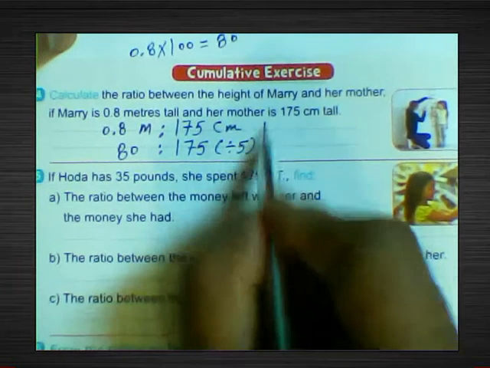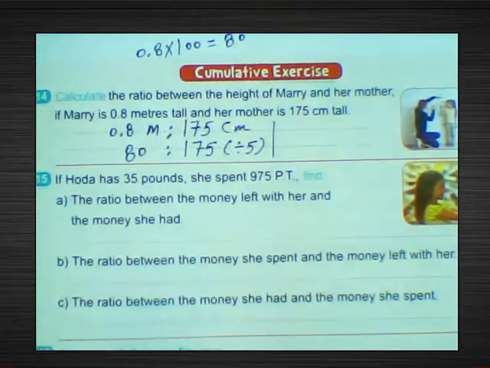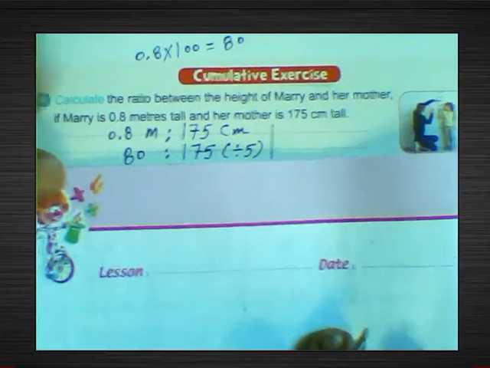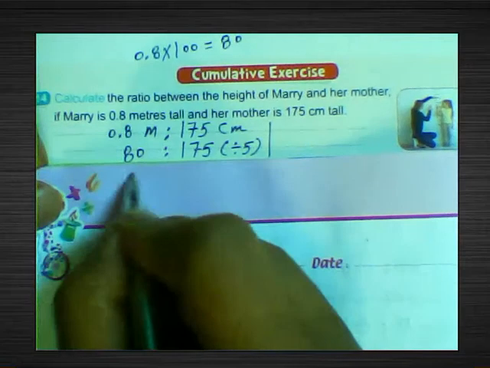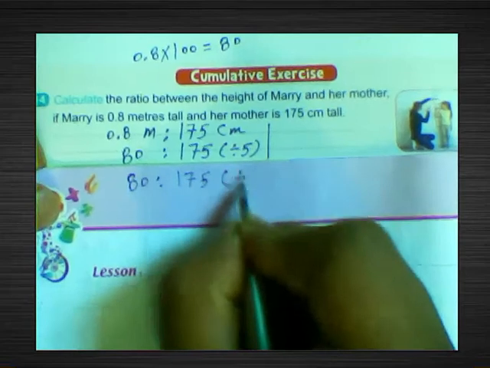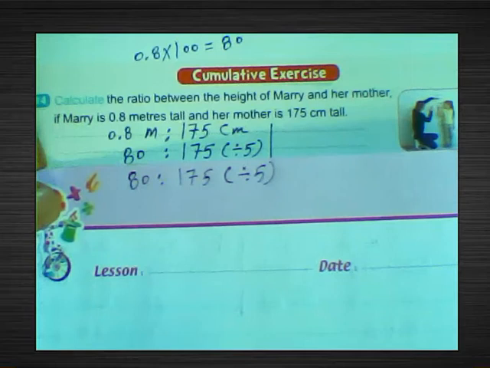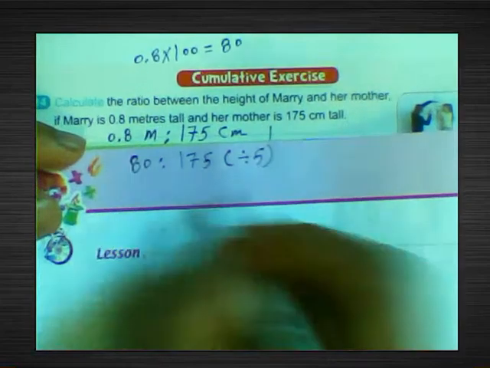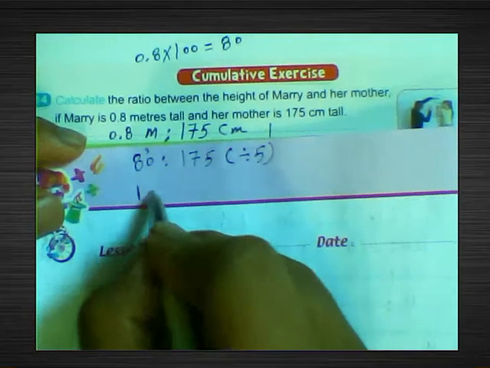We will write here 80 divided by 5. Who can solve it? 8 divided by 5 equals 1, and the remainder 3. I will write it here in this notebook, okay? I will complete the solution here. Look at this, 80 to 175. I write it again in this notebook. We can divide it by 5. 8 divided by 5 equals 1, and the remainder 3. 30 divided by 5 equals 6.